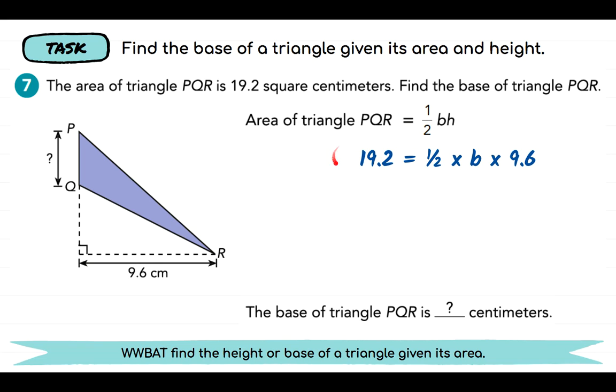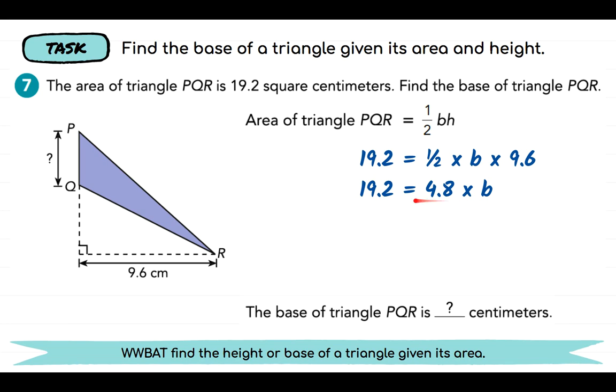And we can substitute the area with 19.2. We keep 1/2 the same. We don't know the base, so we leave it there. And we can replace the height with 9.6. Guess what's next? We definitely can simplify 9.6 divided by 2, which gives us 4.8 times b.